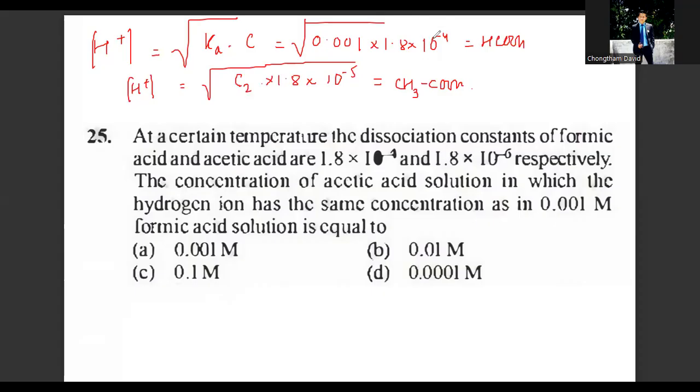After equating and solving these two equations, we can now find the value of C2. Take the square root out, you can cancel the 1.8. Minus 5 and minus 4, the remainder is minus 1. Another 0.001 is still present, so after equating, C2 would be 0.01 molar concentration. So option B is the answer for question number 25. Moving on to question number 26.